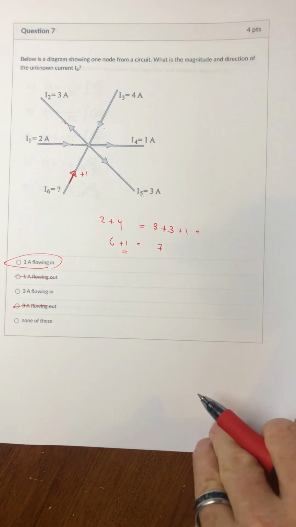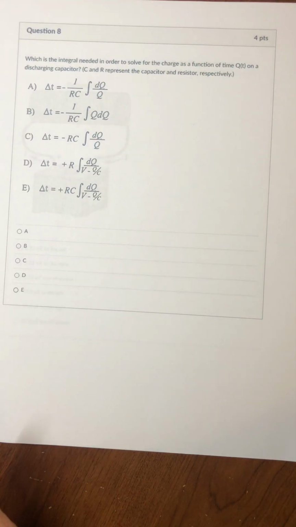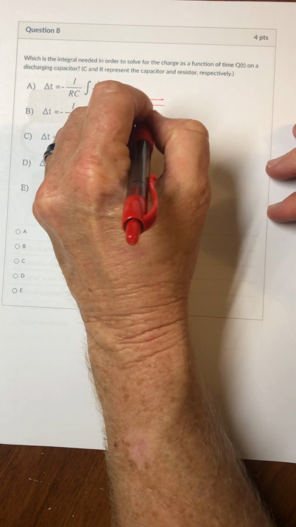All right. On to number 8 here. Ooh, a little bit of calculus on this one, so this might be a hard one. It says, which of the integrals, and here's a good idea, we don't have to actually do the integral, is needed in order to solve for the charge as a function of time on a discharging capacitor.